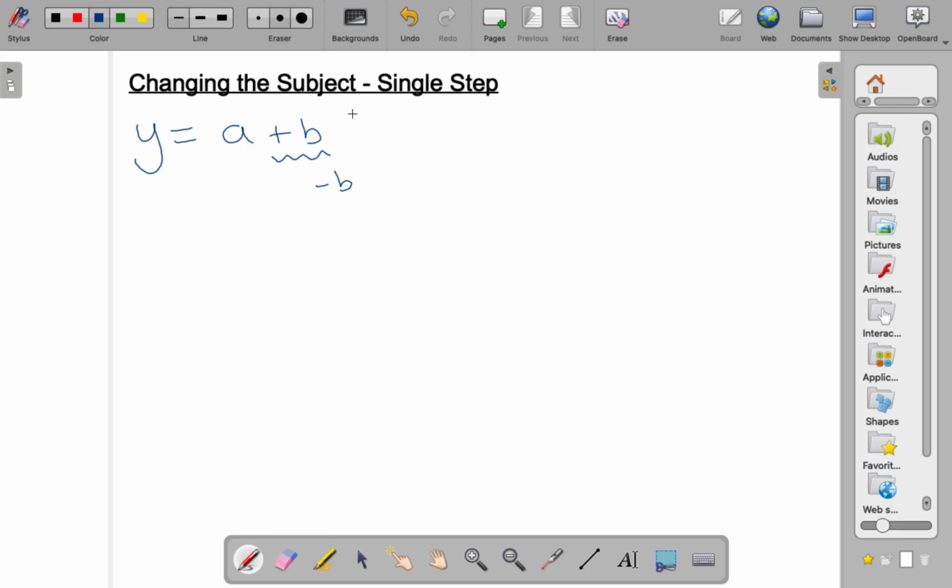So, as we've said, to remove this plus b, we have to take b off this side, but we have to do the same to this side. What that gives us is y take away b is equal to a plus b take away b. Now if we do b take away b, we just end up with 0. So this ends up being y take away b is equal to a.